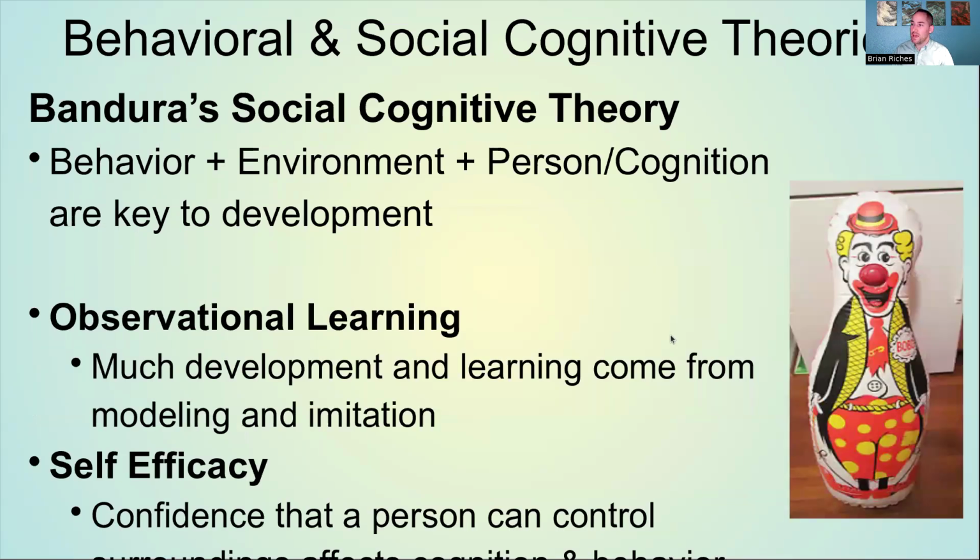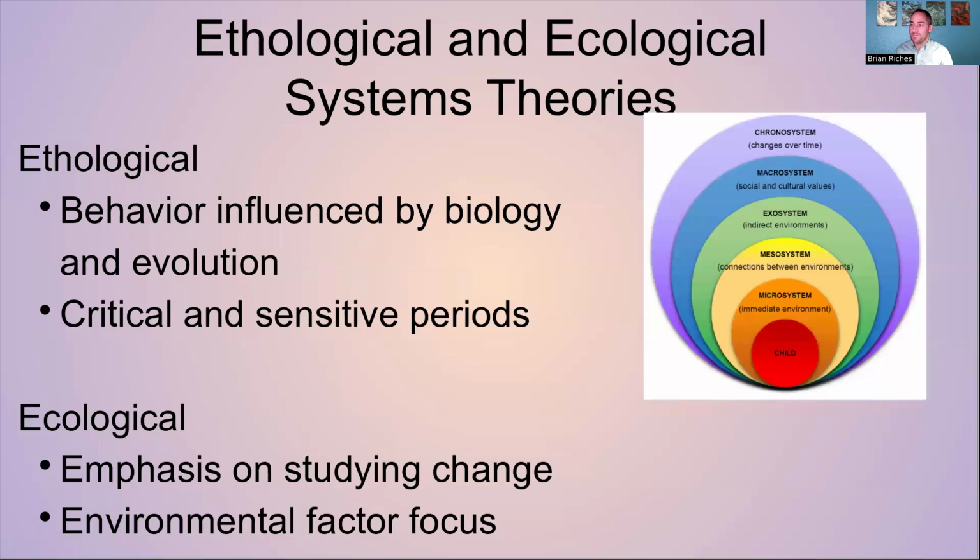So a good example of this in social cognitive theory is the Bobo doll experiment. So you take a bunch of kids, you put them in a room with this Bobo doll, they can play with it. If you give half of them an example of an adult punching it, kicking it, then you'll see more kids are going to punch and kick that Bobo doll. They have learned from this social cognitive process and observational learning. So more recently, the main theories in developmental psychology are these ethological and ecological systems theories. So I usually just refer to them as systems theories. So ethological is that behavior is influenced by biology, evolution, and sensitive periods in life.